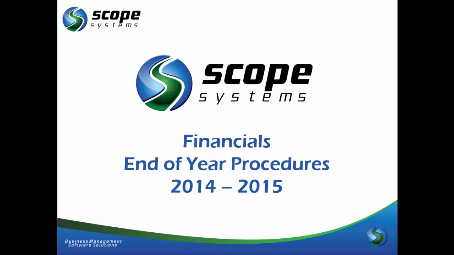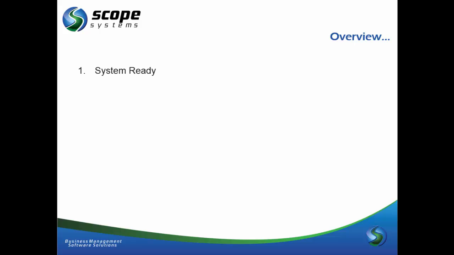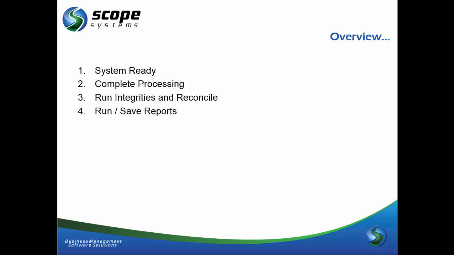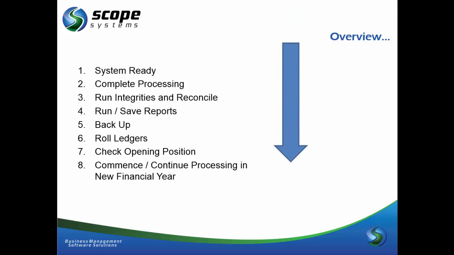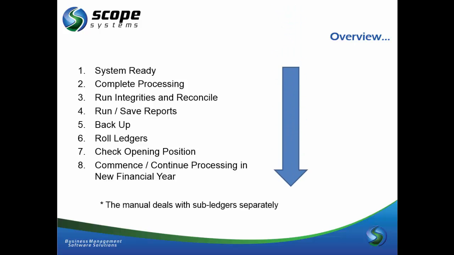Welcome to the Financials End of Year Procedures 2014-2015 presentation. The overview consists of the following processes. We'll discuss the system readiness, complete processing, the running of integrities and reconciliation, running and saving of reports, the backup process, rolling of ledgers, checking the opening positions, and commencement of processing in the new financial year. There will be manuals which deal with the subledger rollovers separately, and they can be obtained from the download center.